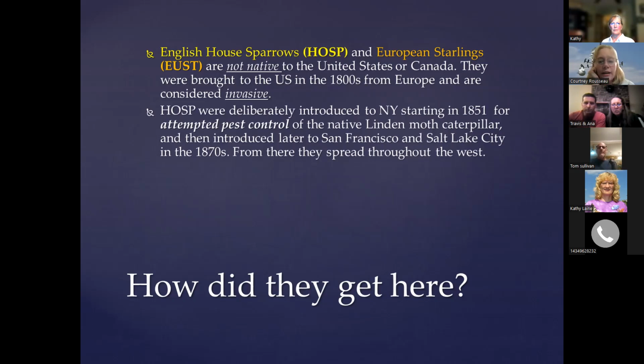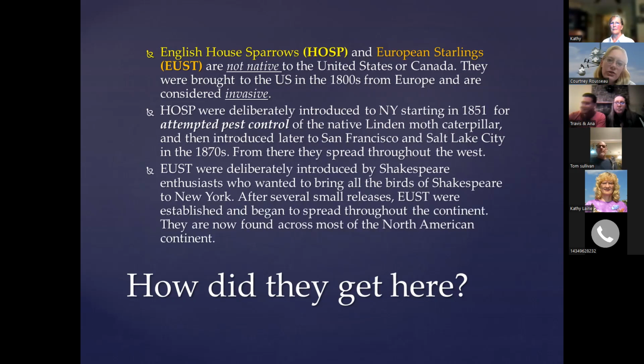And then later on, house sparrows were introduced to San Francisco and Salt Lake City in the 1870s. So we're talking about just the 1800s. They were introduced, and you'll see now how much they have spread and how much territory they cover.